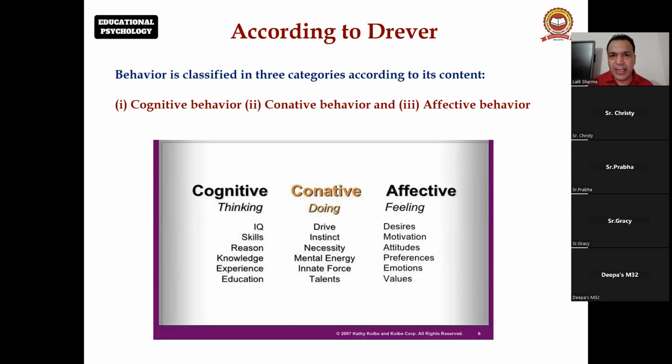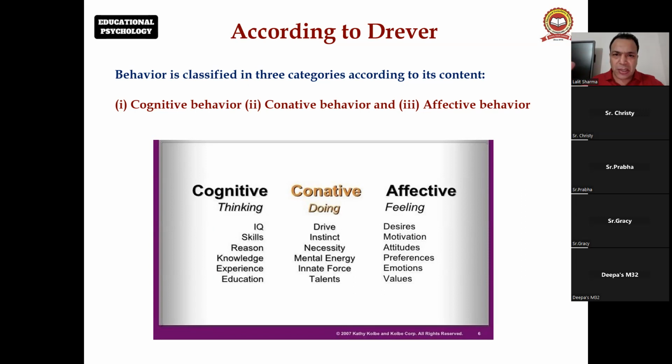Now, according to Drever, behavior is classified into three categories. What are the three categories? One is cognitive behavior, second is conative behavior, third is affective behavior. Cognitive behavior includes skilled thinking power and knowledge; it is related to the intellectual level. Conative behavior is related to doing, like swimming. You have seen that one person learns swimming on the spot, and another takes a lot of time to learn.